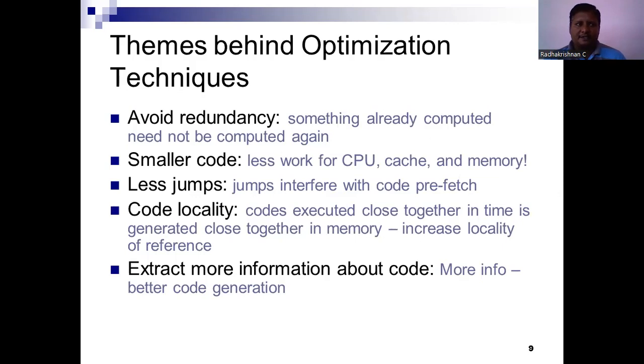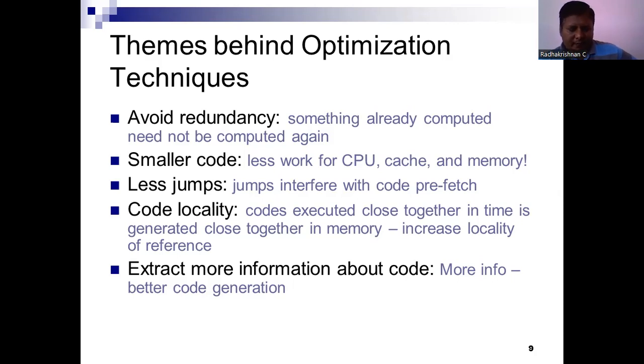Themes behind the optimization. What are the key themes we are following in terms of optimization? Avoid redundancy. What is the meaning of redundancy? It means an already computed value is computed again. For example, line number 5 has the statement A equal to B plus C. Line number 10 is also A equal to B plus C.